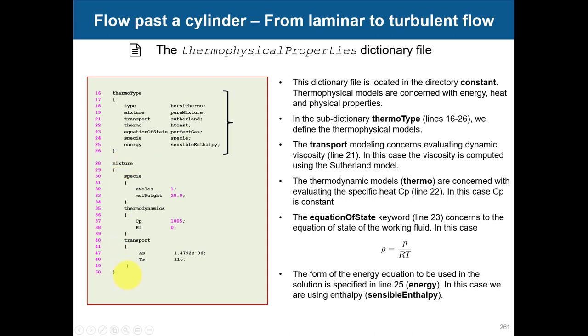Then in the mixture dictionary, you define the actual properties of the flow. In this case, it's air at 20 Celsius at sea level. We also need to use absolute pressure. These are the properties: molecular weight, Cp. Hf is not used, so we put zero; this is just for when you have phase change, the heat of fusion. Then transport: these are the coefficients related to the Sutherland model. If you use constant here, you define the Prandtl number and dynamic viscosity.